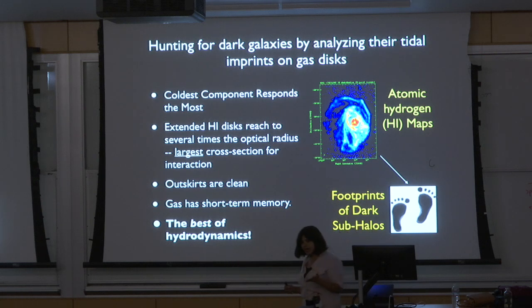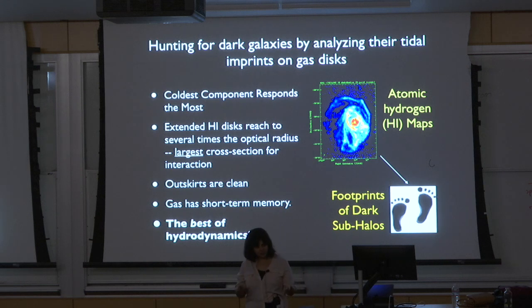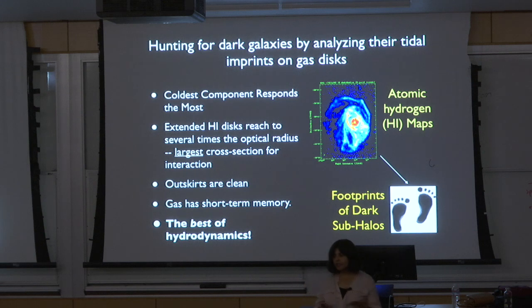And finally, just like dwarf galaxies, which I argued have very pristine environments, the outskirts of galaxies are also pretty clean for the same reasons. The outskirts have very little star formation, and by virtue of having very little star formation, there's very little effect from supernova feedback.